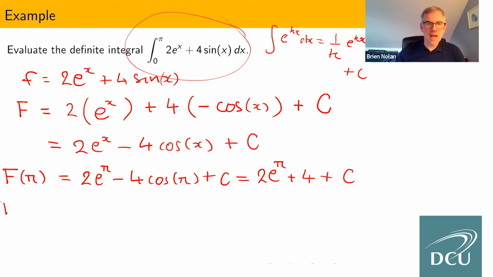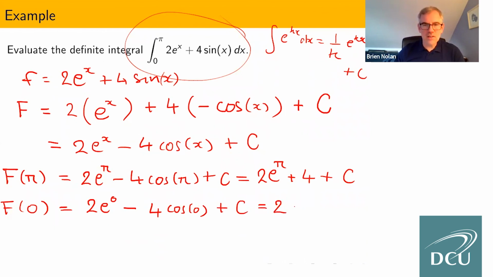The lower limit, f at 0, I have 2 times e to the 0 minus 4 times cos of 0 plus the constant of integration c. E to the 0 is 1, so I have 2 times 1. Cos of 0 is 1, so that's minus 4 plus that constant of integration again.